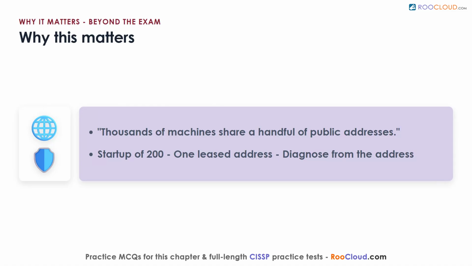Imagine a startup with 200 employees behind a single leased address. Get the translation right and outsiders see one anonymous doorway. Get the addressing wrong and connections silently break. On the job, you will diagnose exactly these situations from nothing but the address a machine reports.